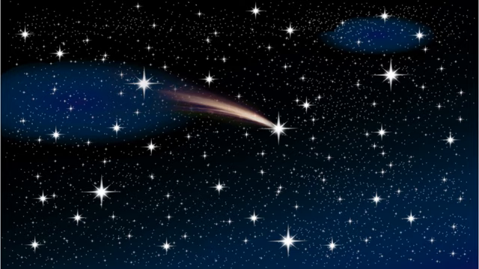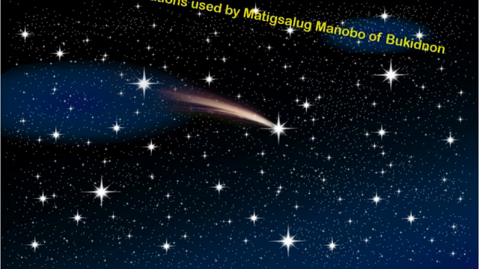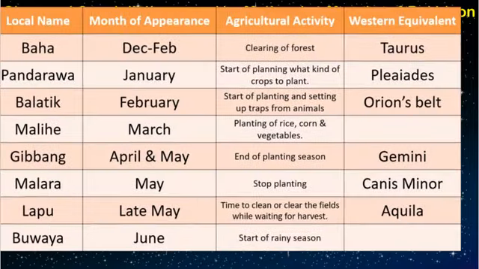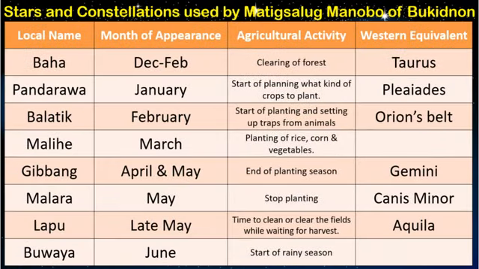Aside from Balatik and Gemini used in our country, there are other names of stars and constellations used specifically by the Matigsalug Manobo of Bukidnon. This table presents the local names of stars and constellations by the Manobo, like Baha and Pandarawa. You can also see here when they appear in the sky, like Baha. It can be seen during December to February, while Gibang is present during April and May.